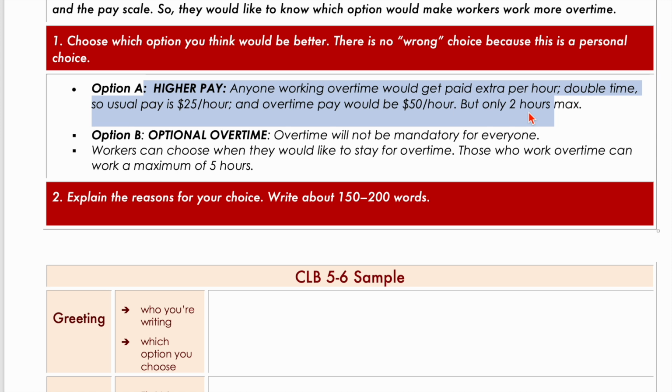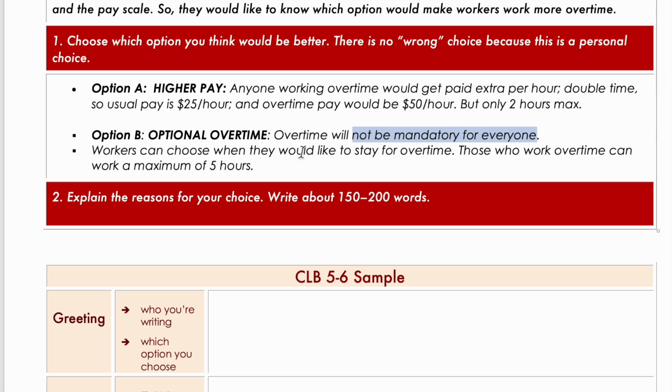So now what about option B? Option B says optional overtime. So it says here, overtime will not be mandatory for everyone. Mandatory, so it will not be required. So you don't have to work it. And I know that many people don't like to work overtime. So it's not mandatory, you don't have to work it, but you can if you want to.